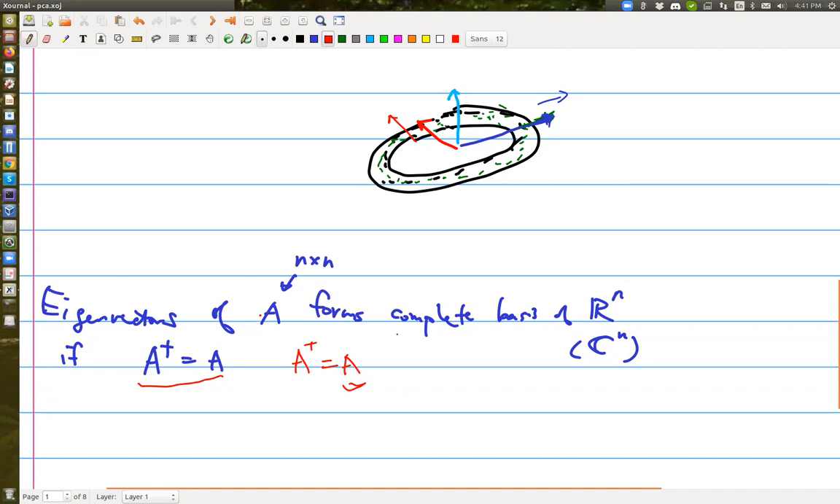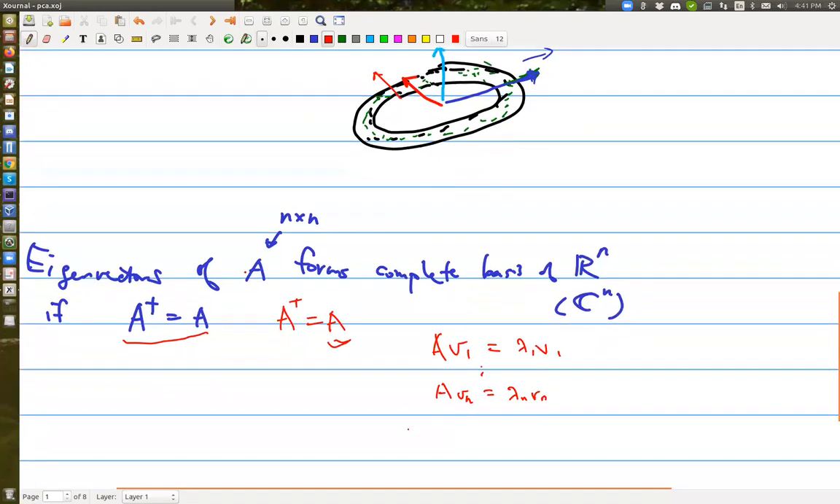In other words, I can find A v1 = lambda 1 v1, and so on and so forth for all these eigenvectors. Let's say A is n by n, so up to A vn = lambda n vn. And I can find v1 up to vn that are orthogonal to one another, so vi is perpendicular to vj if i is not equal to j. I can also normalize them, so that vi transpose vi is equal to 1.